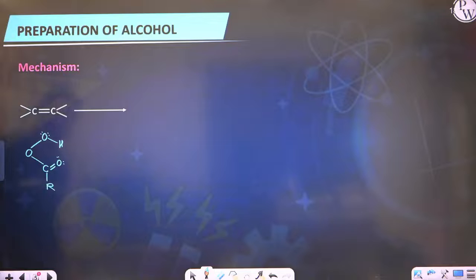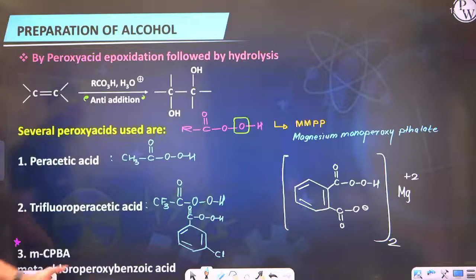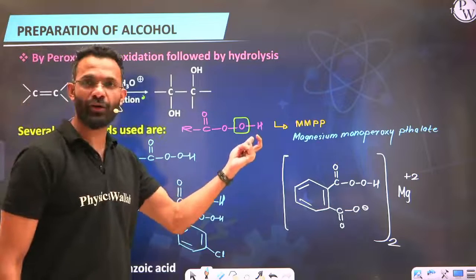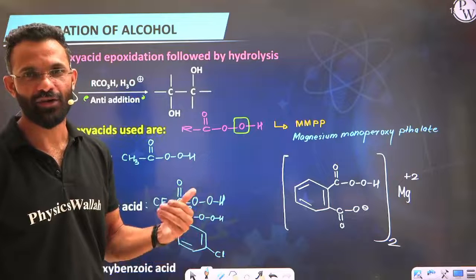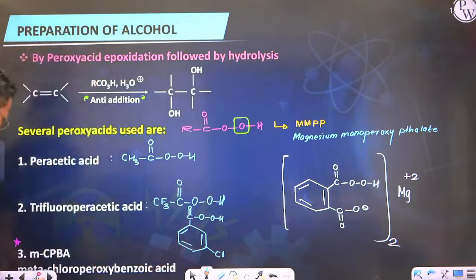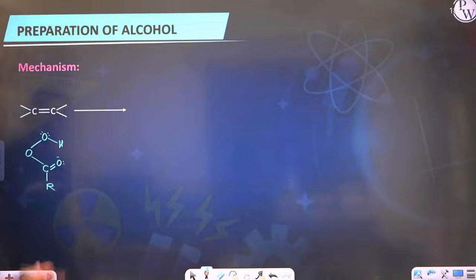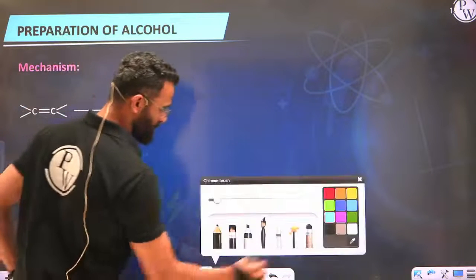Okay, guys, do you see that? RCOOOH. And as I told you, I've highlighted this oxygen which is connected to the hydrogen atom. This is the one which undergoes addition, meaning it carries out oxidation of the carbon-carbon double bond. So now this is peroxycarboxylic acid.